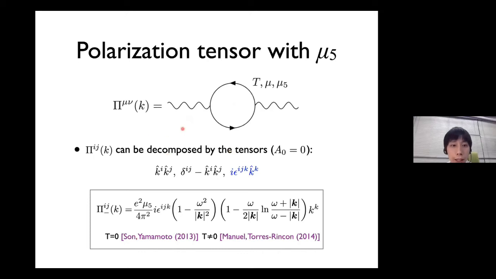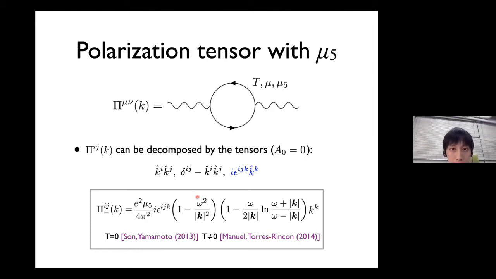Without chirality imbalance, the polarization tensor can be decomposed using the projection operators with respect to the momentum, the longitudinal projector and the transverse projector. But in the case with a chirality imbalance mu_5, in order to decompose this polarization tensor Pi^{ij}, we also need an additional antisymmetric tensor. From quantum field theory or chiral kinetic theory, we can compute the polarization tensor proportional to this antisymmetric tensor in this way. This was computed by someone and myself at zero temperature, and later at finite temperature by Christine Emmanuel and her student at that time.